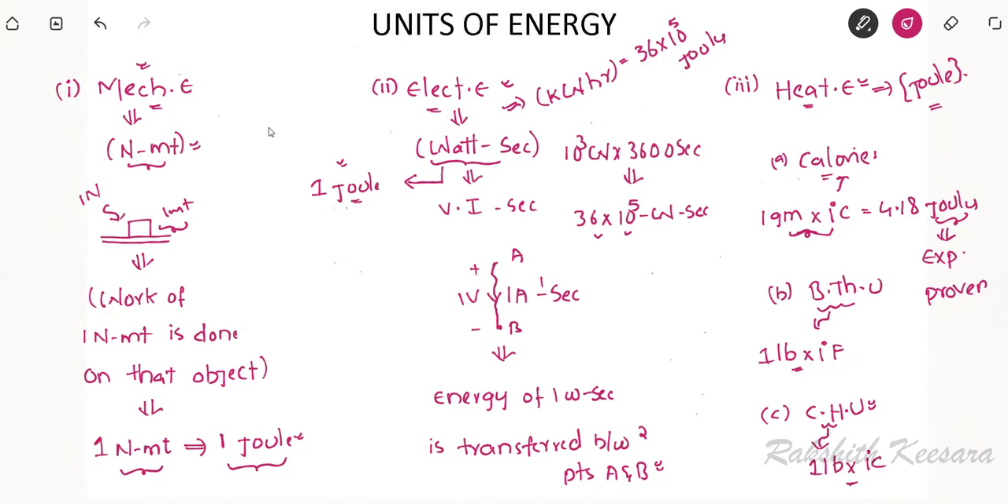Next, to convert from one energy to another, if you observe here, there is a common unit, that is joule. So wherever we need conversion, suppose we need to convert from mechanical to electrical, first we convert from Newton meter to joule and from joule to watt second. Similarly, if we need to convert from electrical to heat, first we convert from watt second to joule and from joule to calorie. Is this okay? So let us understand these conversions.